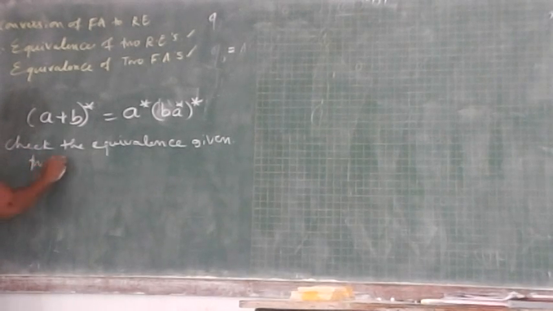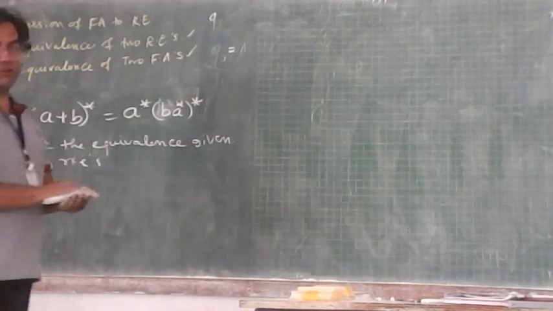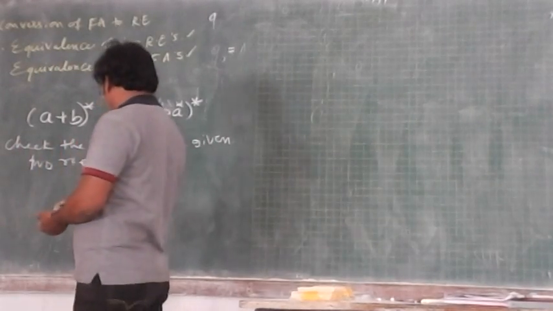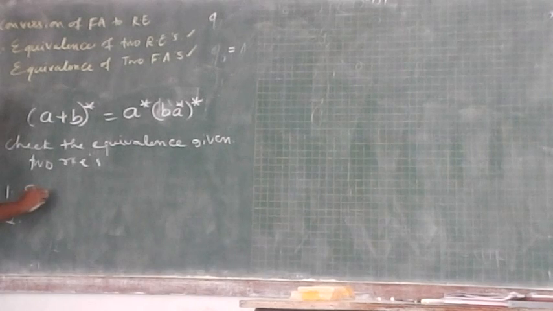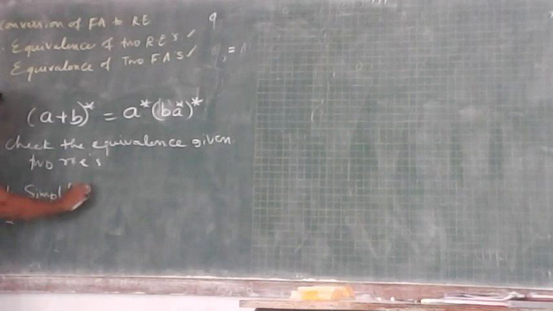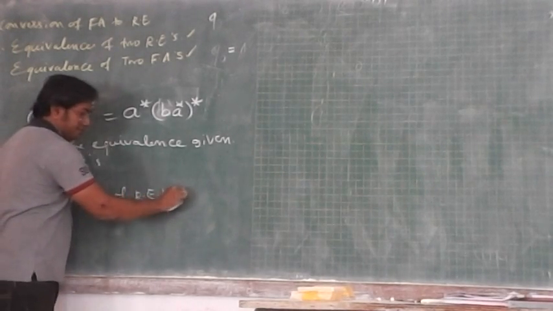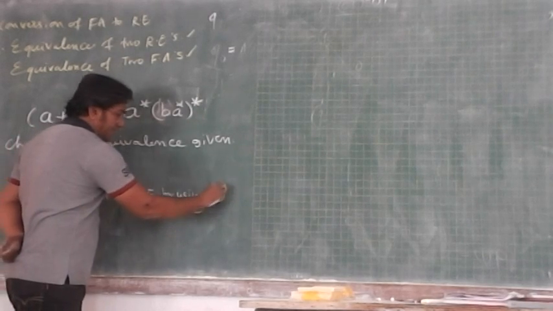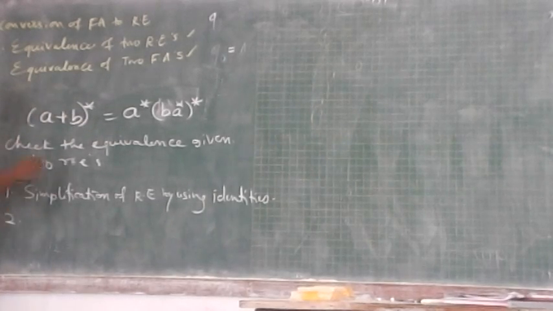given two regular expressions. How do you check? In this case, there are two methods to check the equivalence of these two regular expressions. One is simplification of regular expression by using identities. Second is conversion of this regular expression into the automata.